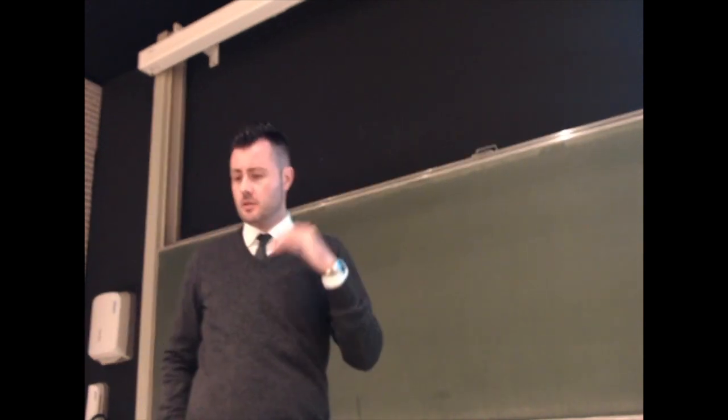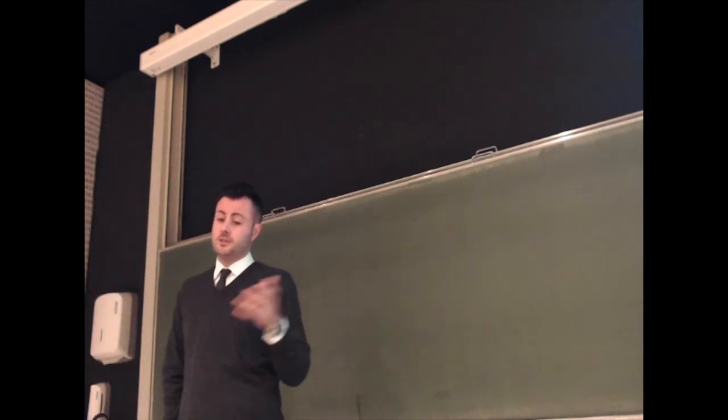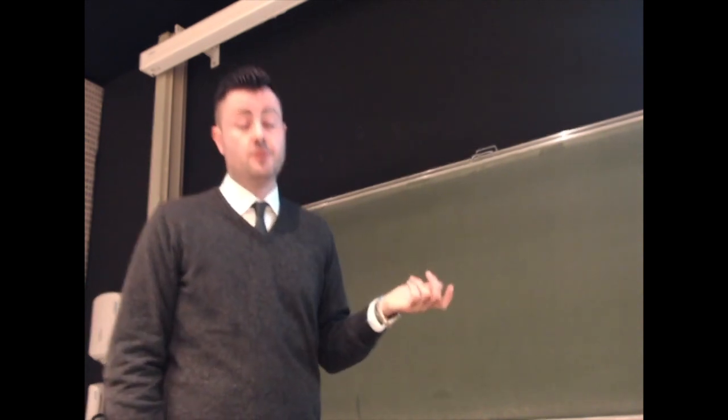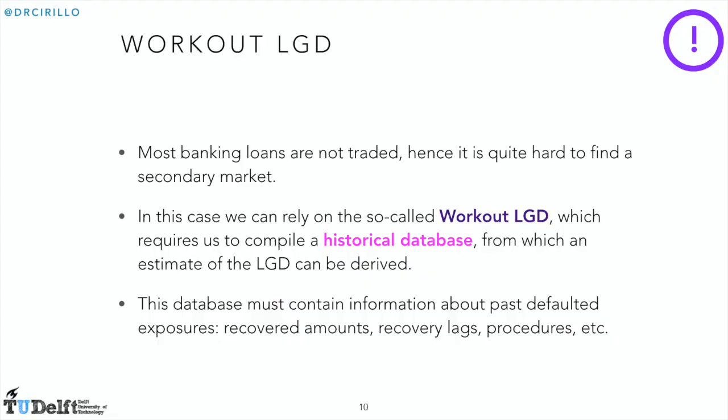In other sectors, these are not the numbers. The recovery rate is much lower, and naturally, the loss given default is higher. As I was telling you, in most situations, a secondary market is not available. So you need to compute the loss given default yourself. This is what is called the workout LGD, workout loss given default.